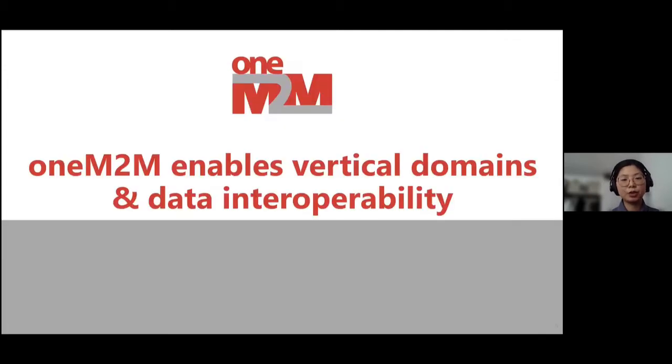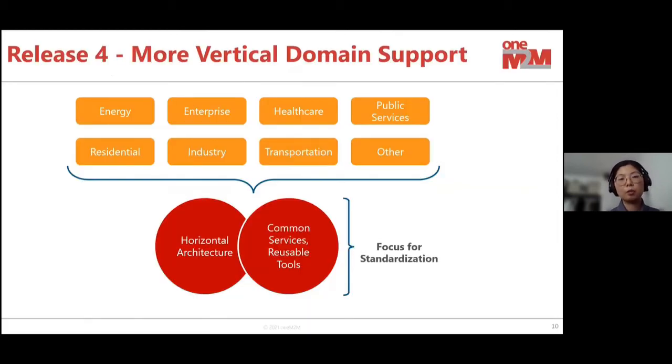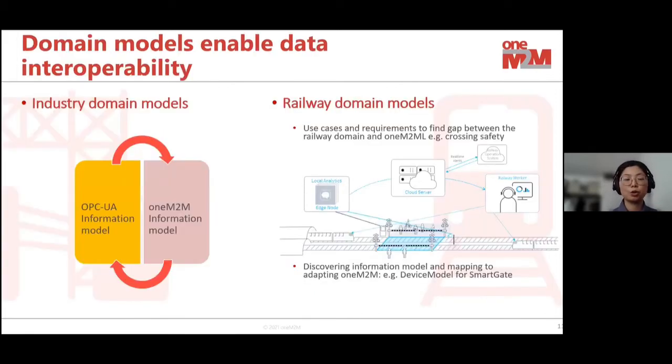And after that, I'd like to introduce a little bit of detail about vertical domain enablement and data interoperability. As you mentioned, in release 4 we involved more vertical domain support. We have more focus and analysis regarding verticals like enterprise, healthcare, public service, residential, industry, and transportation. Based on the features from those verticals, we provide enhancements to our horizontal architecture, as well as common services and reusable tools. Those are the focus of the standardization for the release 4 version, as well as for future releases.